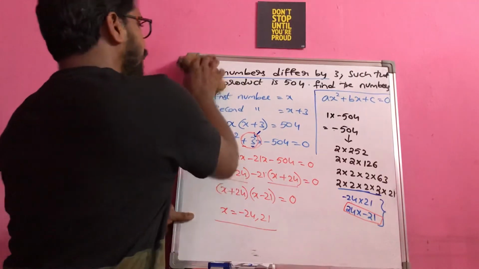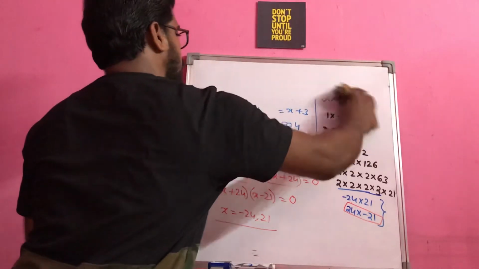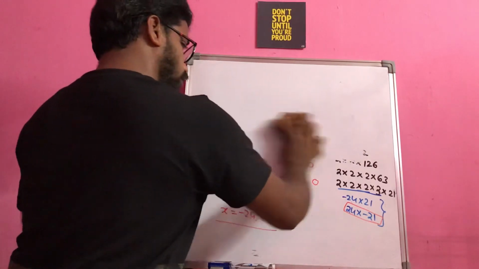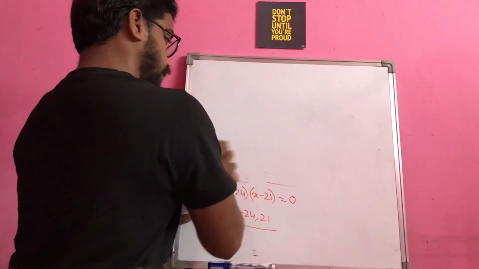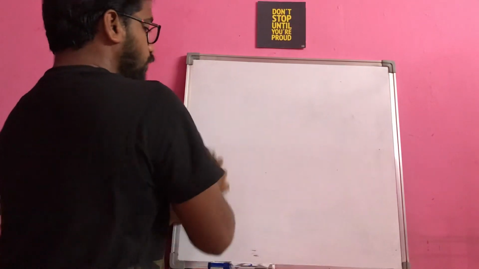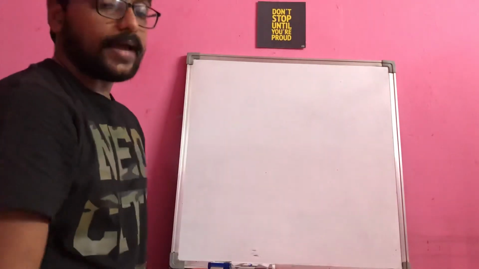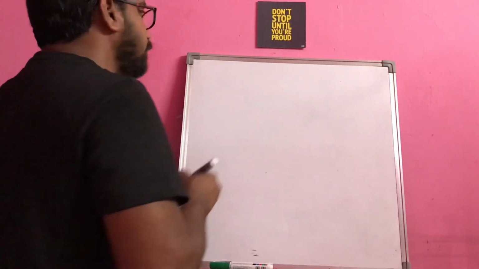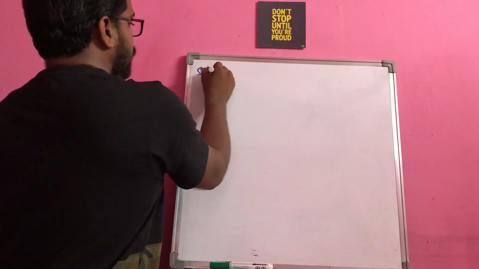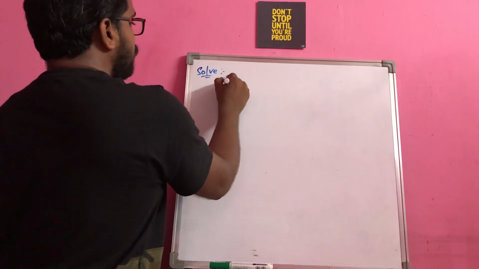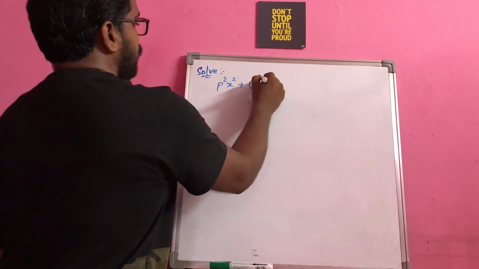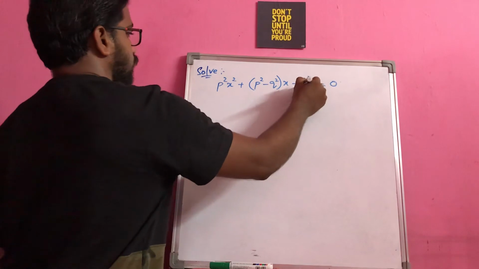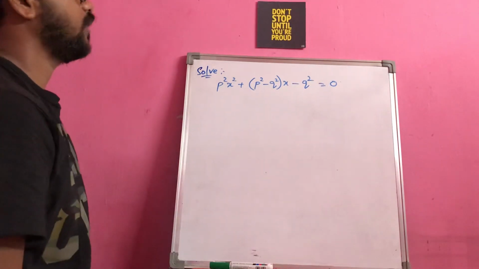Now let us see another important model in the same factorization method, where till now you have had only 3 terms in the given quadratic equation. Now, whatever we are going to discuss, you have 4 terms. Let us see how the 4 terms will be. For example, solve p square x square plus p square minus q square into x minus q square is equal to 0. For example, if this is the question I am giving.